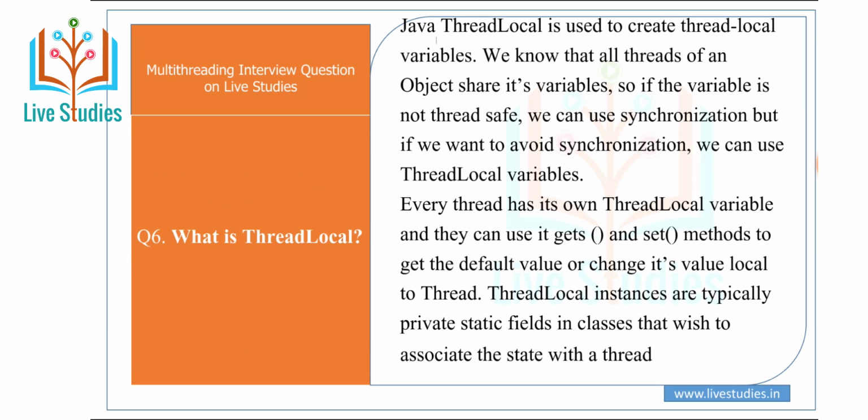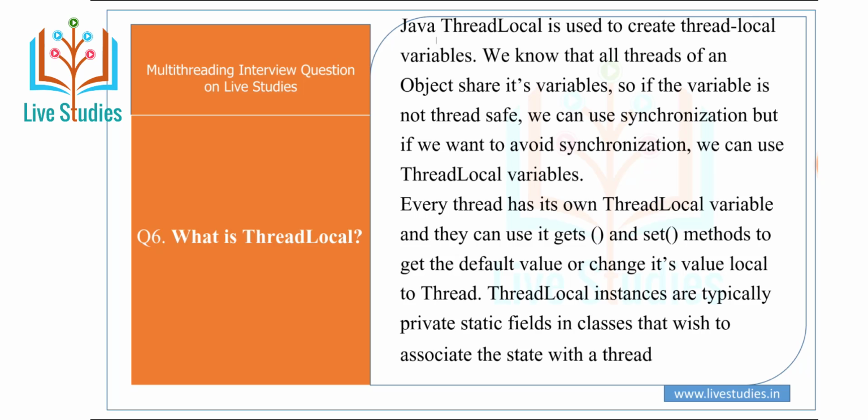Another question is, what is thread local in Java? Thread local is used to create a thread local variable. We know that all threads of an object share its variables, so if the variable is not thread safe, we can use synchronization. But if we want to avoid synchronization, we can use thread local variables.